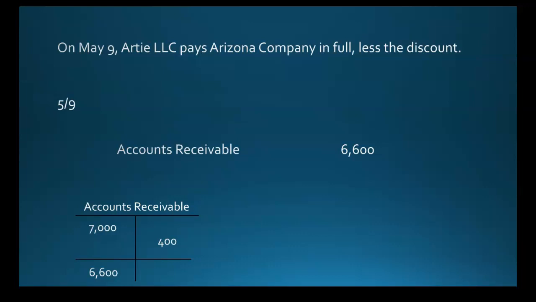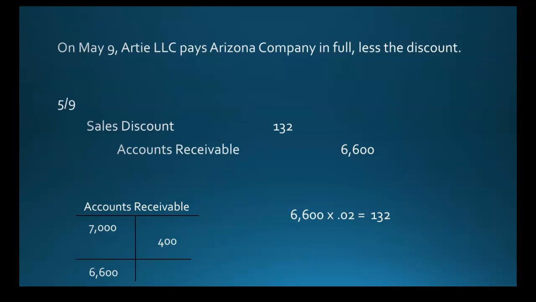Now, they paid back within this discount period, within the first 10 days. So they get a 2% discount. So we need to find what 2% of $6,600 is. When we take 6,600 times 0.02, we end up with $132. As the seller, we put that discount into an account called sales discount. So we will debit our sales discount for $132.